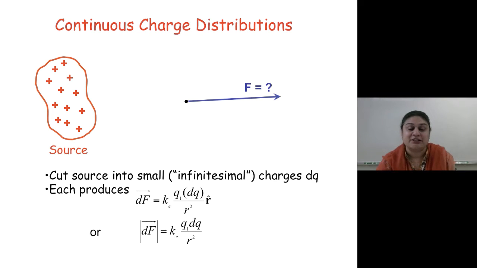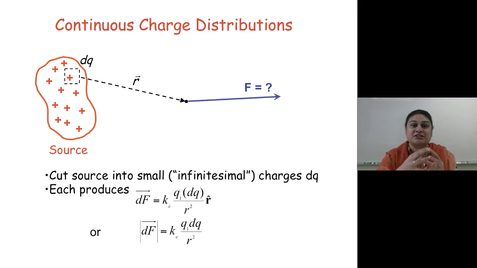And each tiny charge will produce dF equals 1 over 4 pi epsilon naught, which is k, q dq over r squared r-hat. So first of all, you are going to see that each dq produces an effect on the point that we are looking at. If each dq is at a distance r from the source, then this force is going to produce a small dF at this point, which points away from it. Now our job is to find the total force. How do we do that?